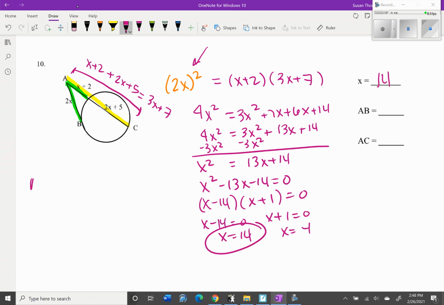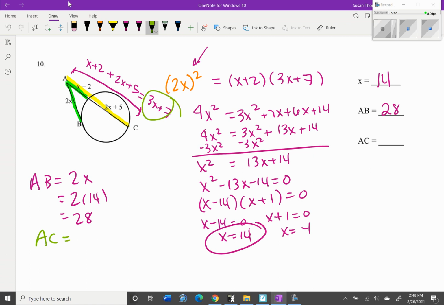So if we want to find AB, it is, of course, 2x. So 2 times 14, which gives us 28. And then we want to find AC, which we said was 3x plus 7. So 3 times 14 plus 7, which gives us 49.